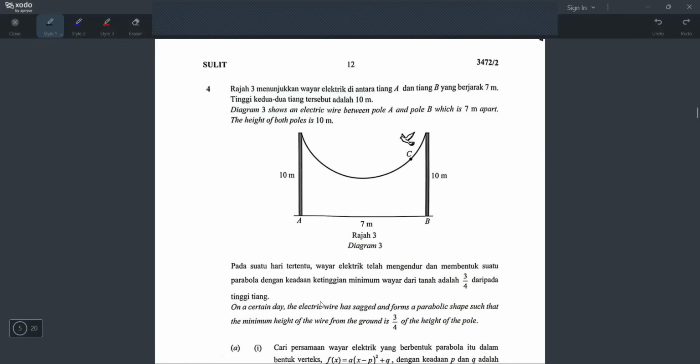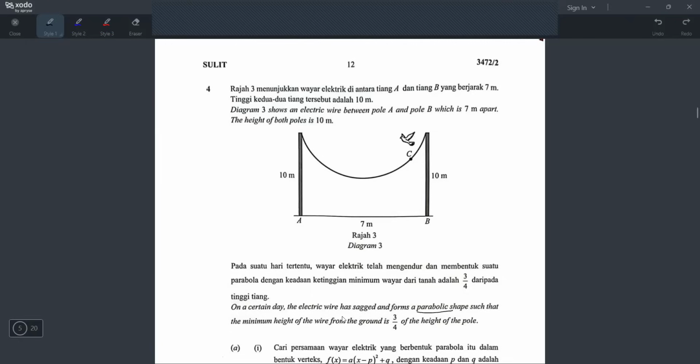On a certain day, the electric wire has sagged and forms a parabolic shape. So this is a quadratic curve, right? Because the name of this curve is called a parabola. So they already said parabolic shape such that the minimum height of the wire from the ground is 3 over 4 of the height of the pole.